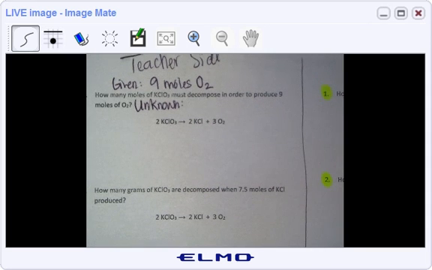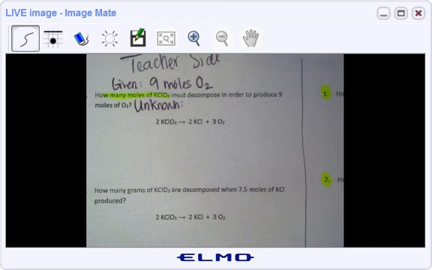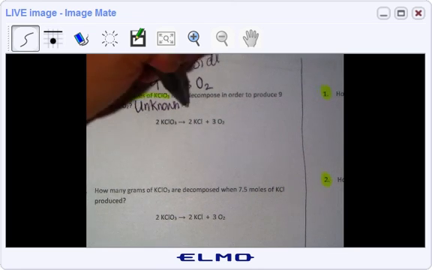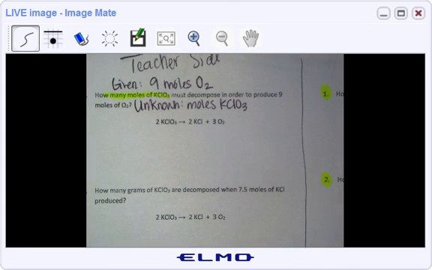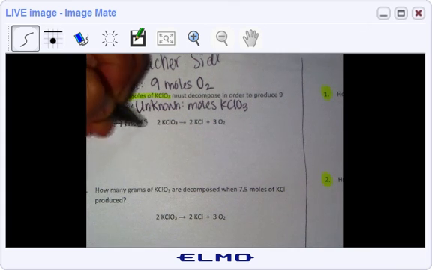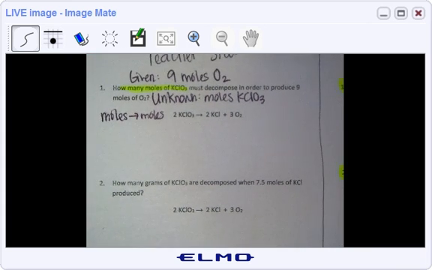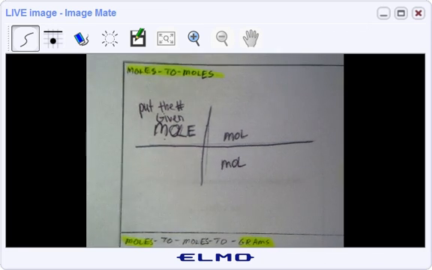The question starts off with how many moles of KClO3. So that's what we're looking for, the number of moles of KClO3. So we already figured out where we're starting and where we're going. We started with moles and we're going to moles. It's a mole-to-mole problem. Okay, so secondly, I'm going to cover it really quick. I'm going to look at my sheet to figure out which pattern I'm going to follow.